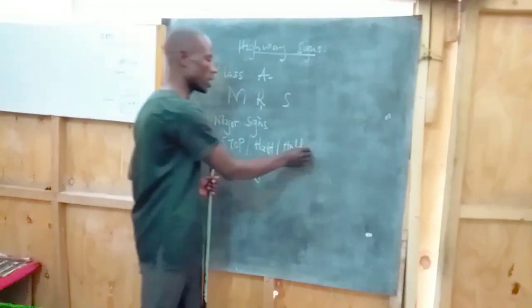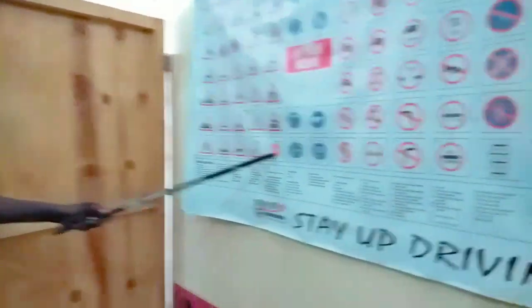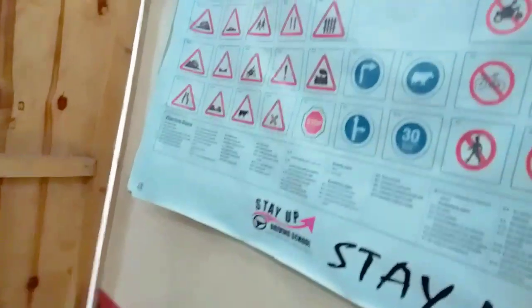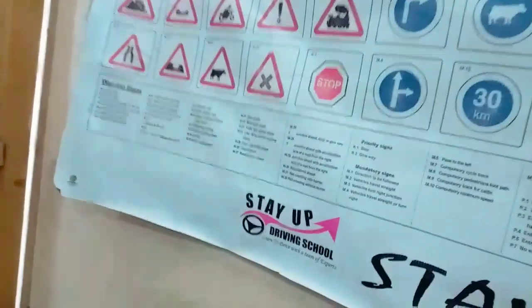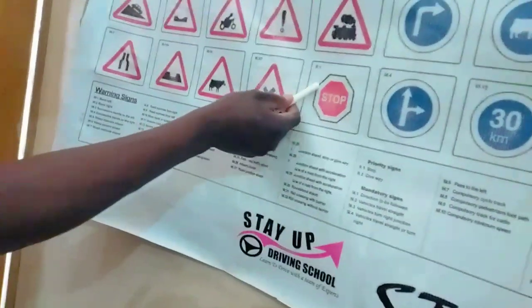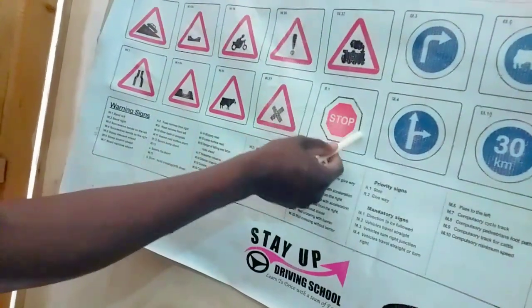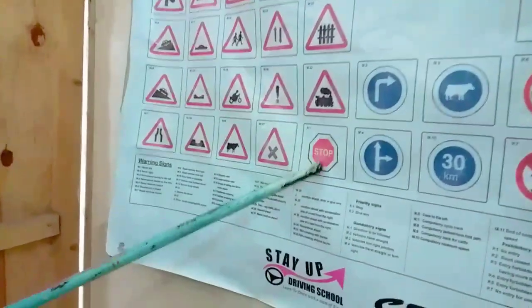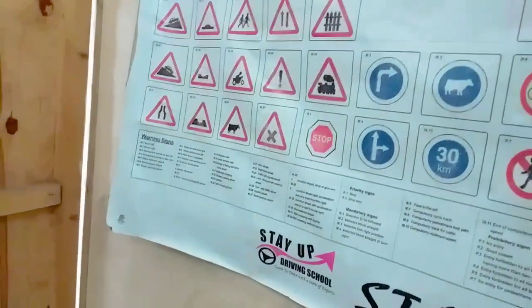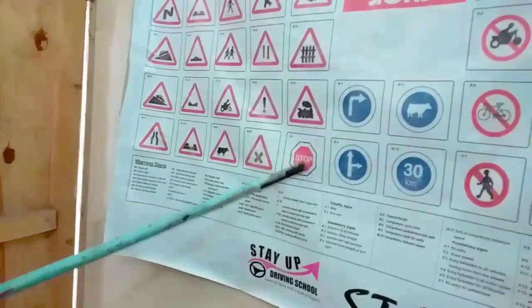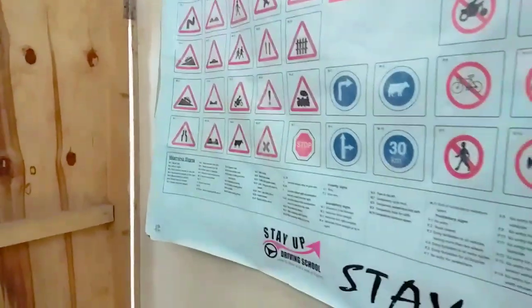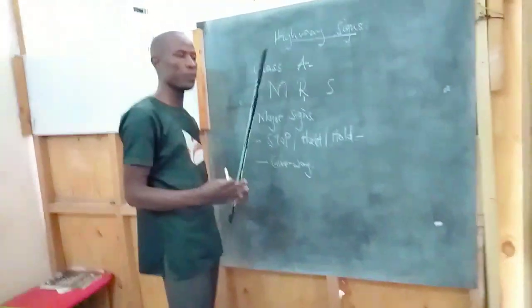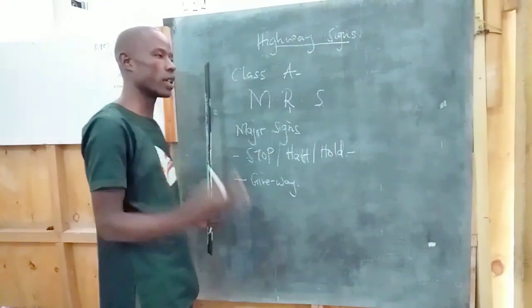So the stop sign, we can describe it. It is red in color, octagon in shape. Octagon meaning that it has eight sides: 1, 2, 3, 4, 5, 6, 7, 8. It is red in color, octagon in shape, with white writings. That is the stop sign. So it can be asked, describe the stop sign. It is red in color, octagon in shape with white writings.